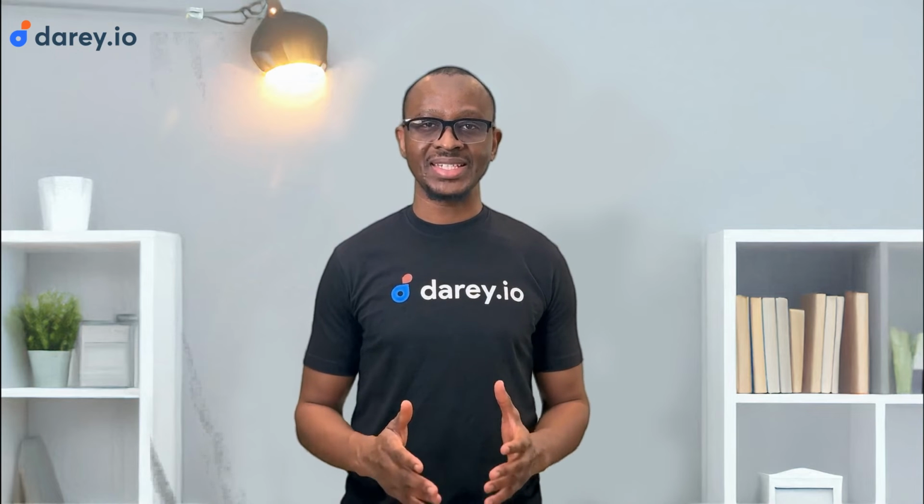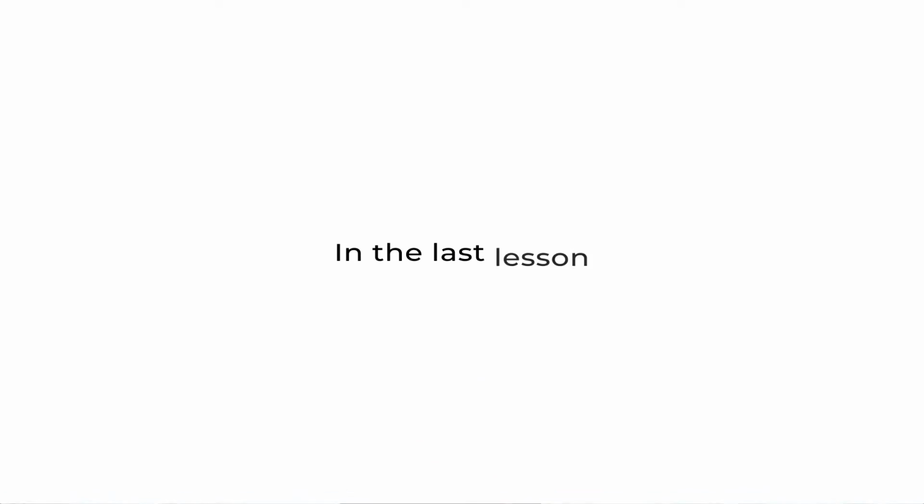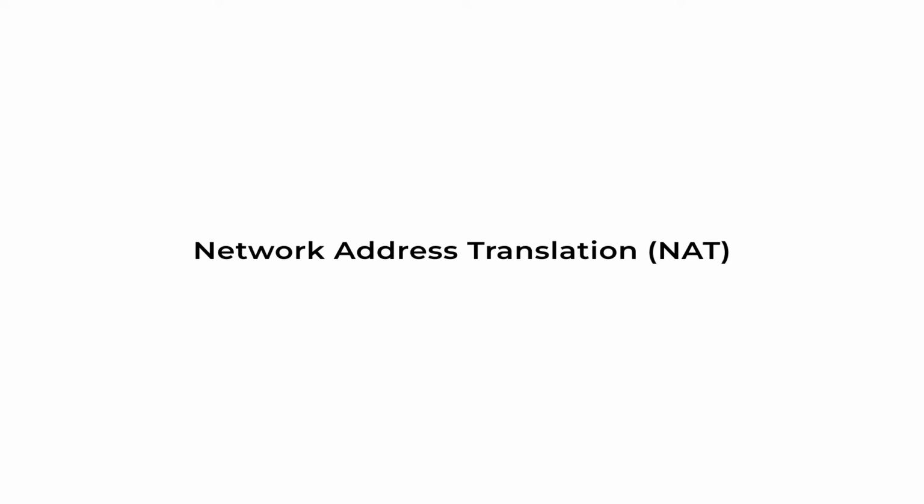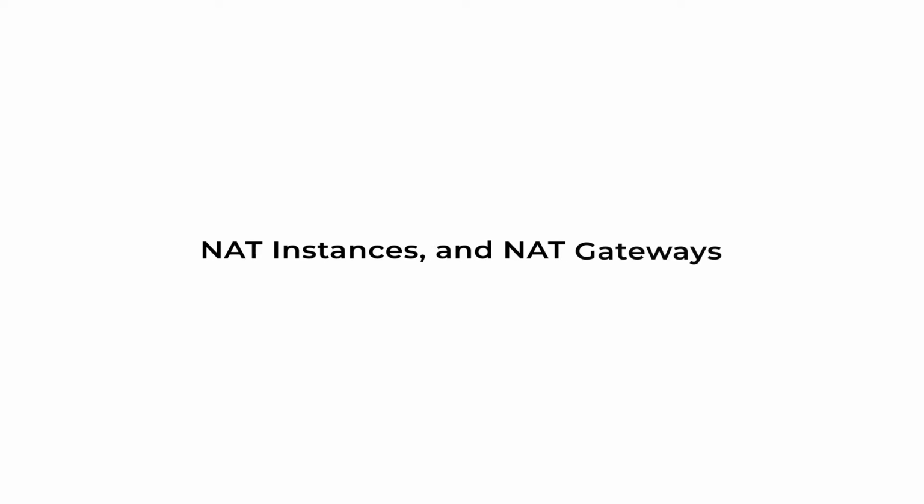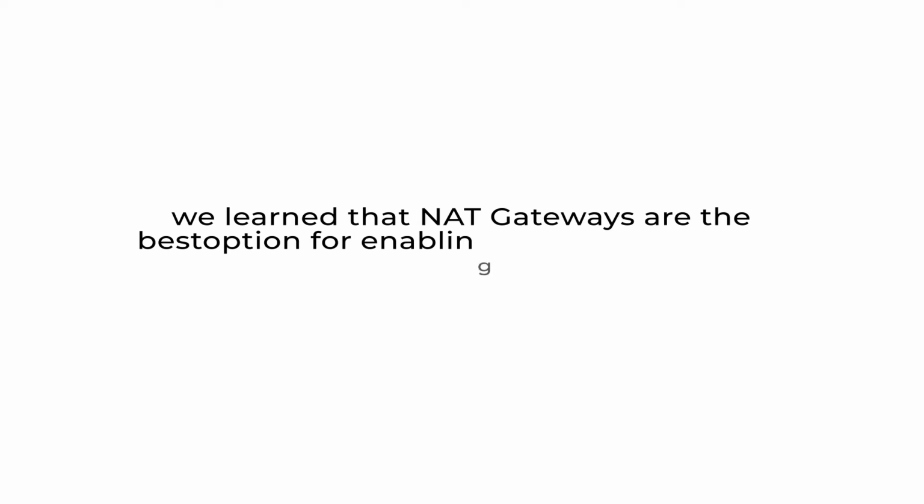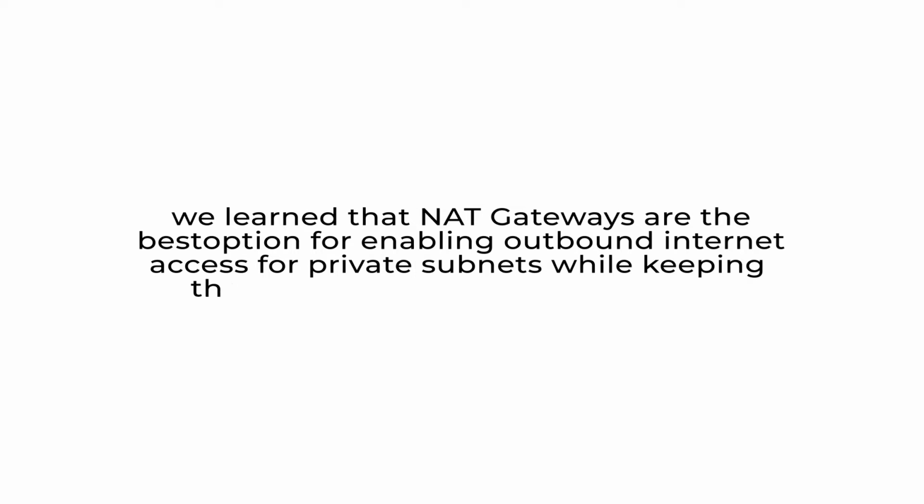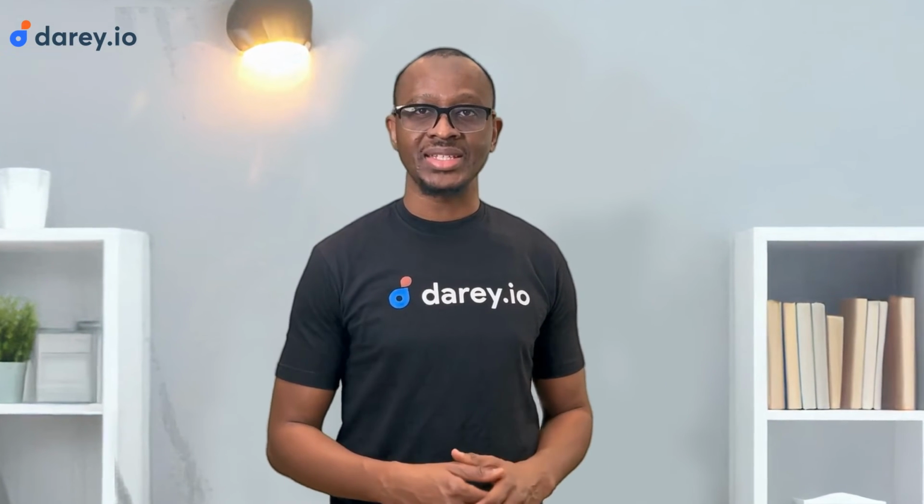Welcome back. In this hands-on demo, I'll guide you through creating a private subnet and configuring a NAT gateway to allow secure outbound internet access. In the last lesson, we covered network address translation, NAT, NAT instances, and NAT gateways. And we learned that NAT gateways are the best option for enabling outbound internet access for private subnets while keeping them isolated from inbound traffic. Now, let's put that knowledge into practice and configure a private subnet with a NAT gateway step by step.